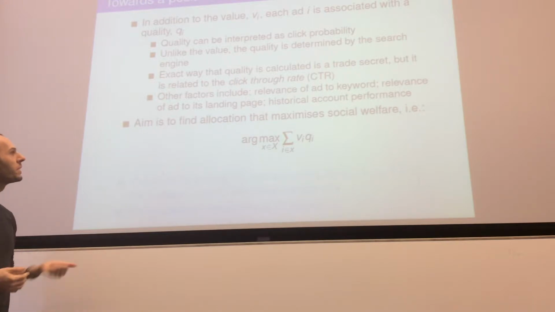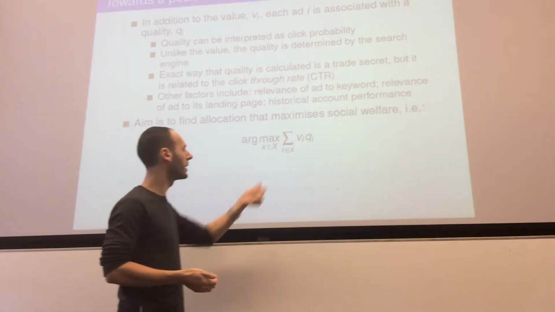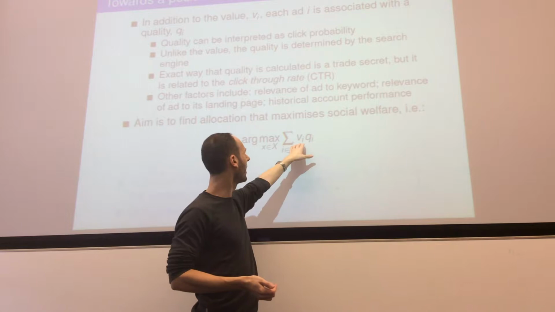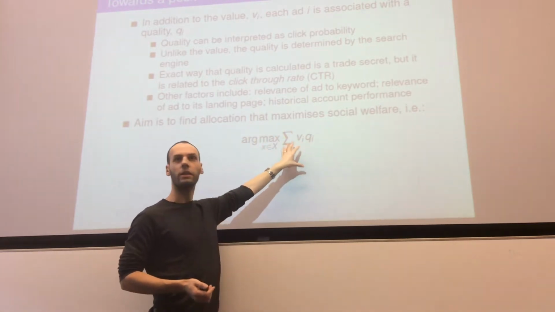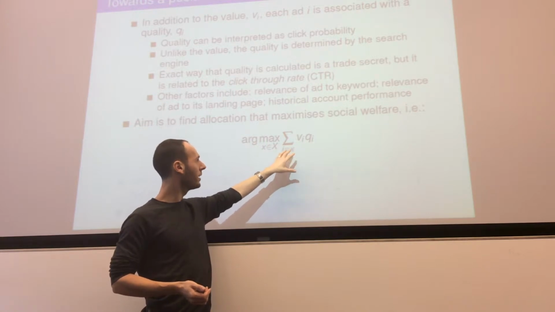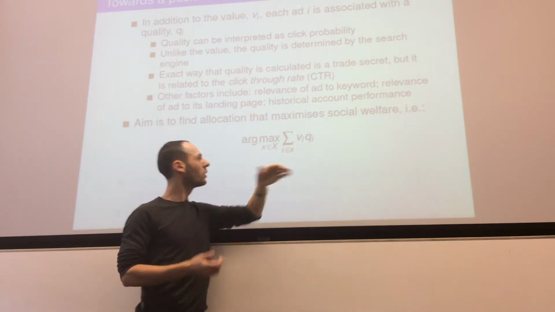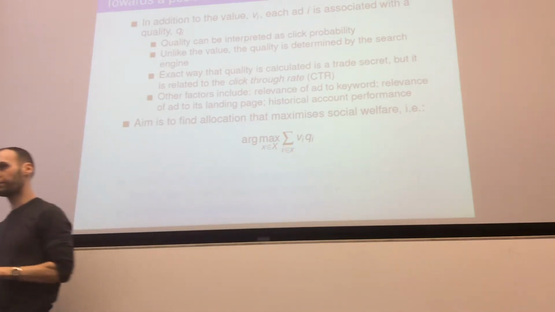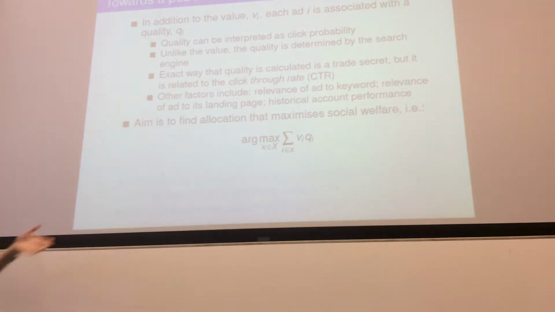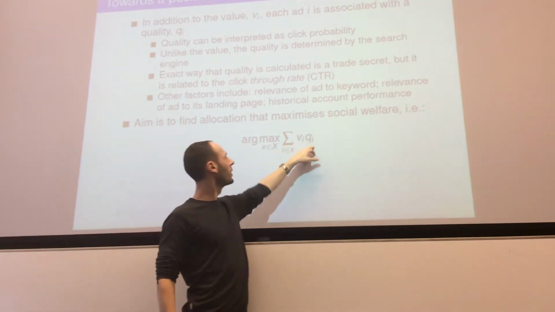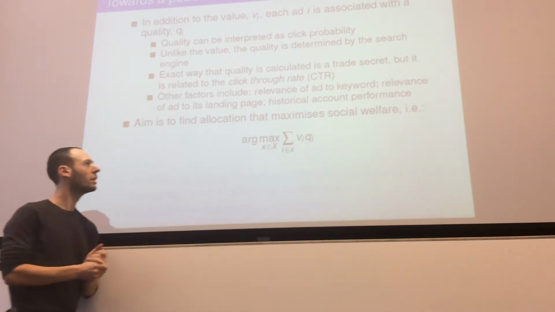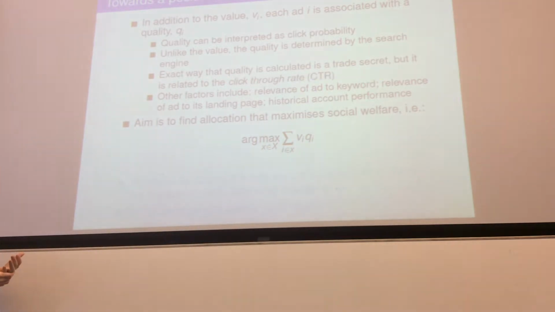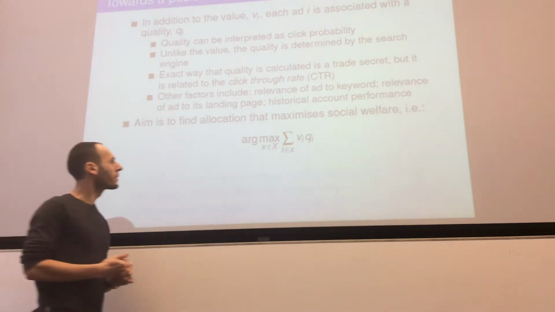We assume there's simply a click probability that's independent of the position, and then there's a value as well, and we're trying to maximize this product, summed over all the ads that are shown. Is that clear? Suppose 3 ads are shown, then we have the sum of these 3 expected values, and we're trying to maximize that.